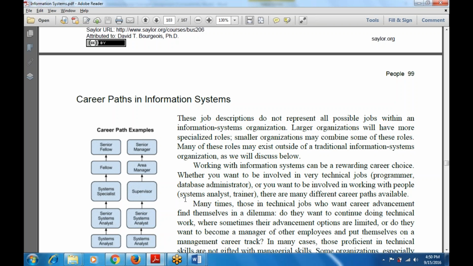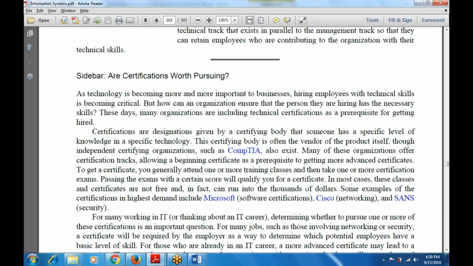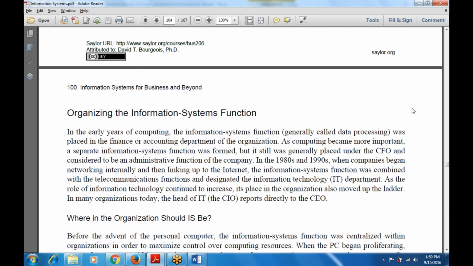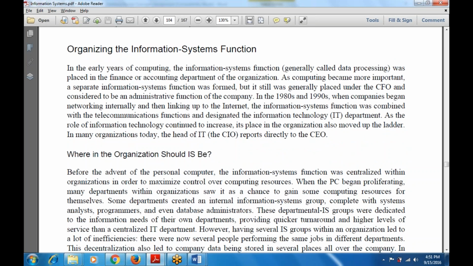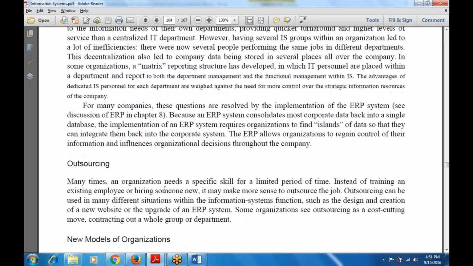What are the various career paths that are used with this, which we have already studied. Now the next one is how to organize the information system function. That means what are the various functions that are available in the information system and how to organize them. That is organized by the CEO, so the head of the department reports directly to the CEO of the company.